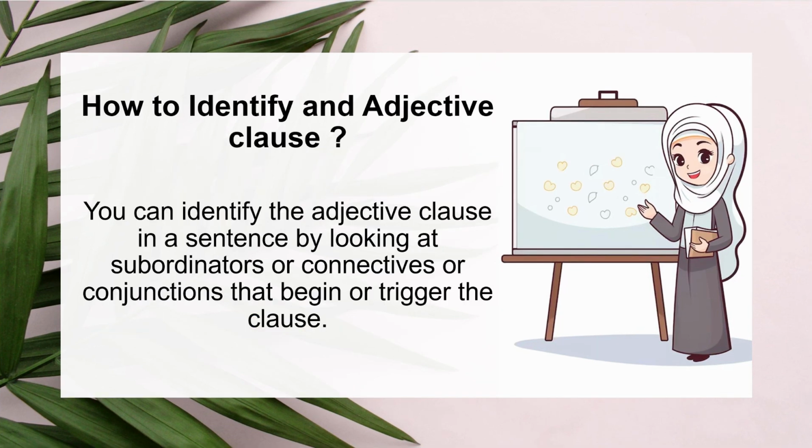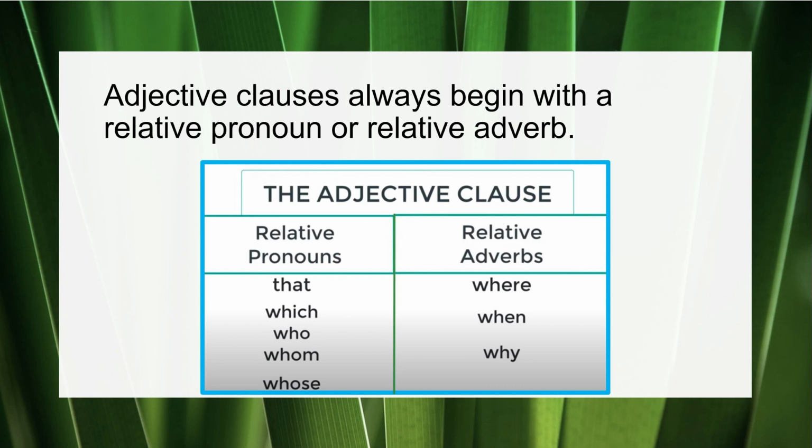The next question is how to identify an adjective clause. You can identify the adjective clause in a sentence by looking at the subordinators, connectives or conjunctions that begin or trigger the clause. Adjective clauses always begin with a relative pronoun or relative adverb. As you can see in the table, the relative pronouns are that, which, who, whom, and whose, and the relative adverbs are where, when, and why.